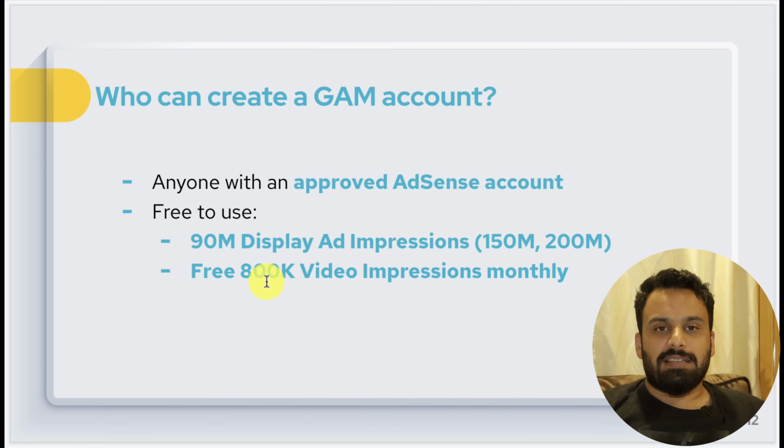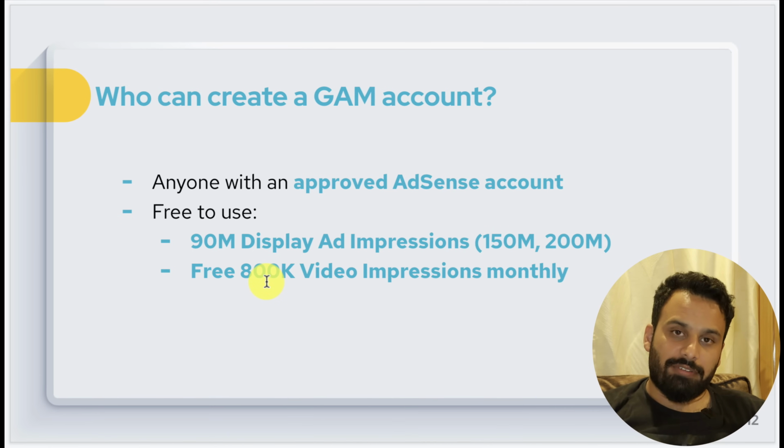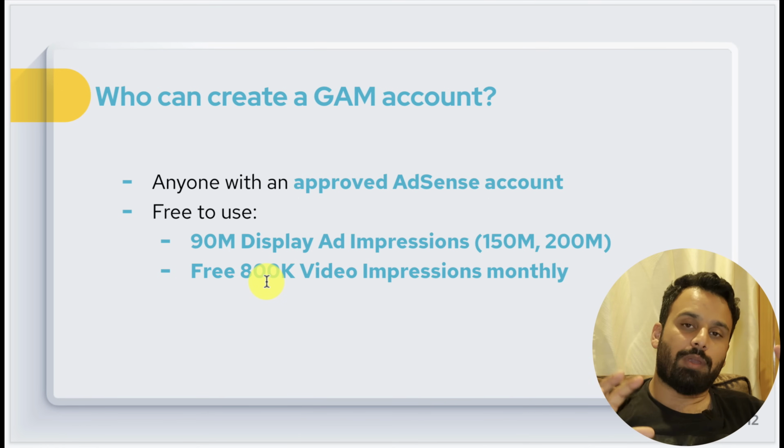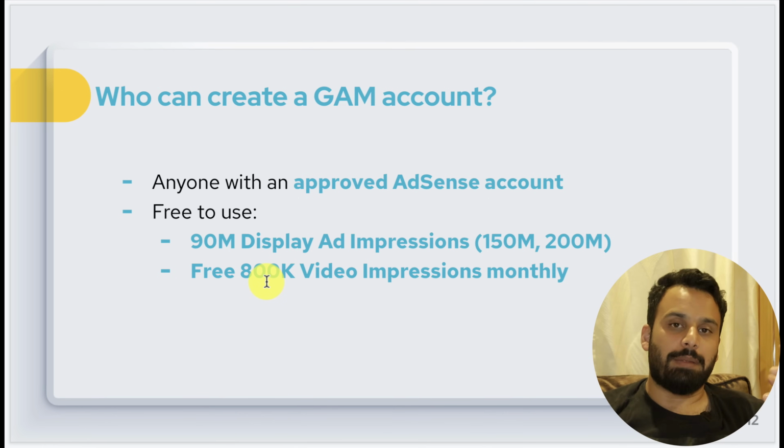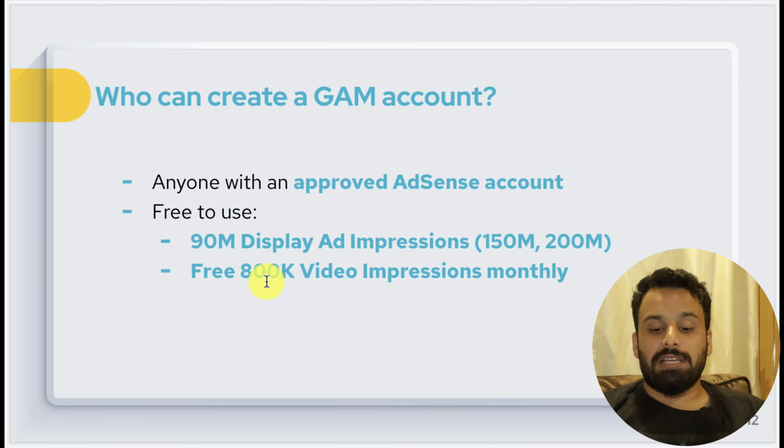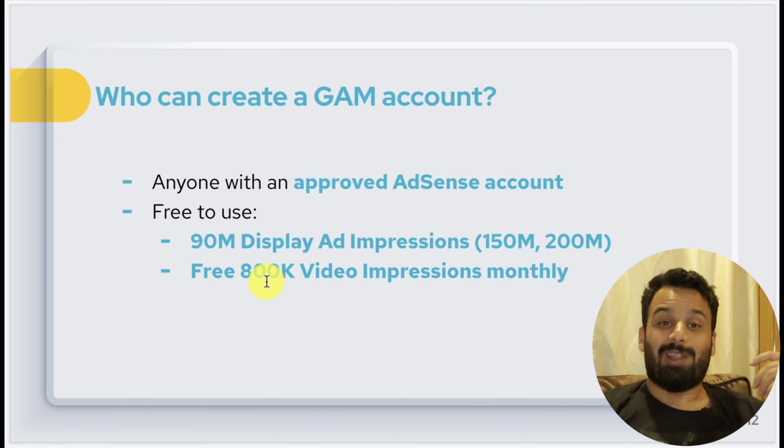Now, in certain cases, in developing markets and certain countries, 150 million impressions monthly are free. And in some countries, 200 million impressions are free. If you want to know about your country, I'll put a link in the description below where you can see how many ad impressions are free for your country. But generally speaking, 150 million impressions is a lot of impressions.